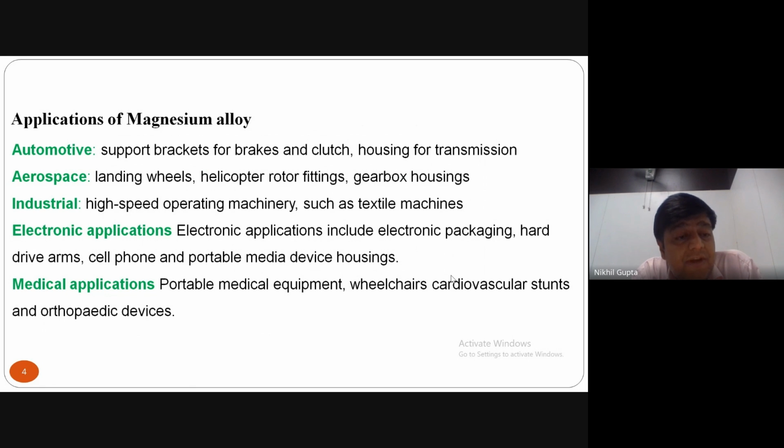It is also considered in electronics applications, sir. Electronics applications include electronic packaging, hard drives, cell phones, and portable media device housing, sir. Now it is also used in the medical field, because the density is very low. It is used in portable medical equipment, wheelchairs, cardiovascular stents, and orthopedic devices, sir.